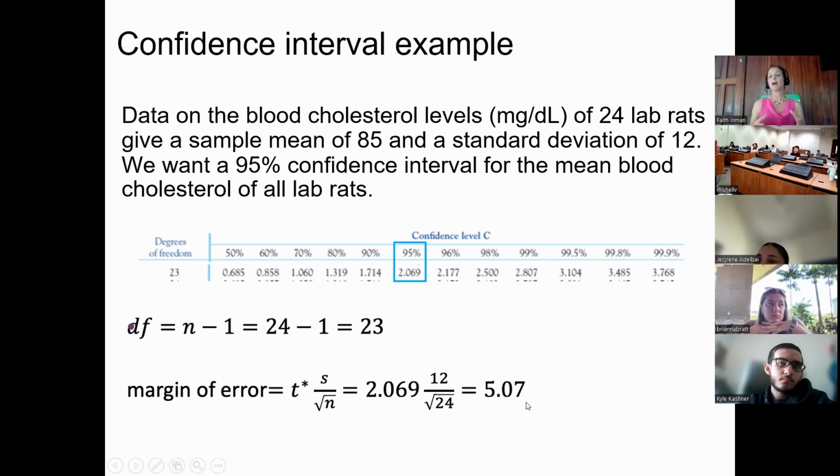So we could say the mean is 85 plus or minus 5.07, 95% confidence interval. 95% of the time, the mean is within 5.07 of 85. So most of the time, it's somewhere between 80 and 90.